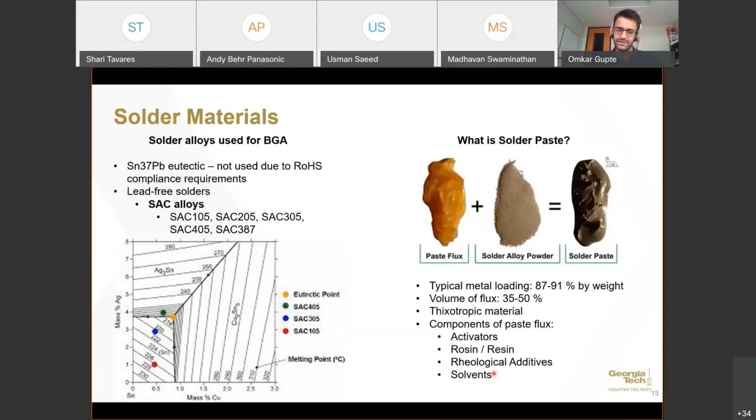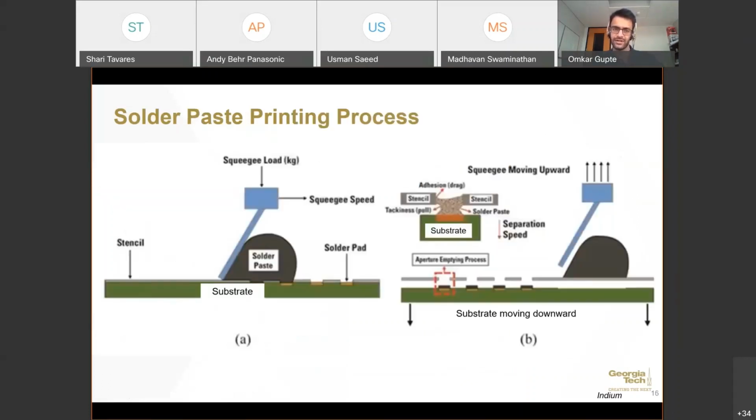The paste flux has different components which serve different purposes. It has activators, which help in removing the solder oxides during reflow. The rosin resin and the rheological additives give the rheological property, and there are also solvents to dissolve the activators and keep it in a liquid state. So that's what a solder paste is, and we will now look at what the solder paste printing process entails.